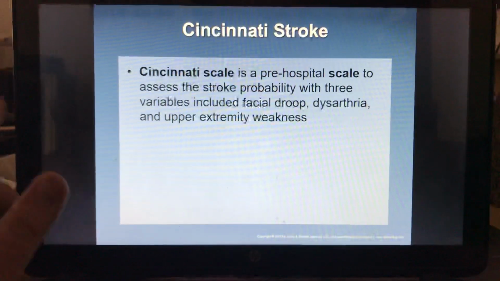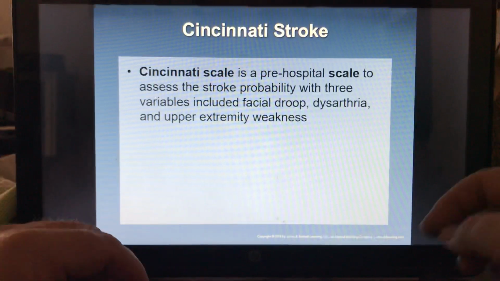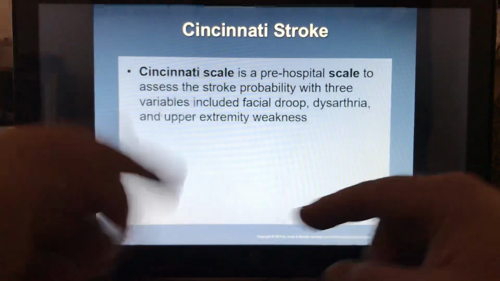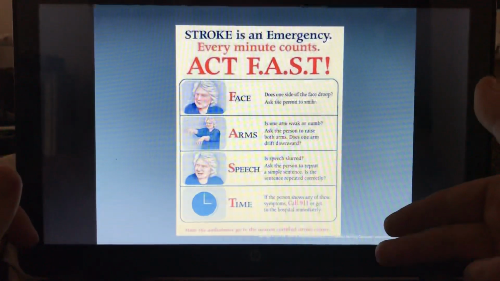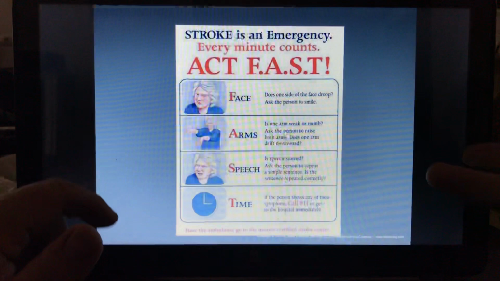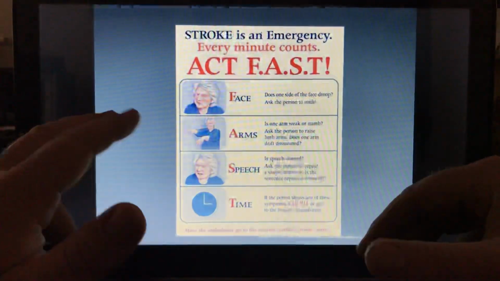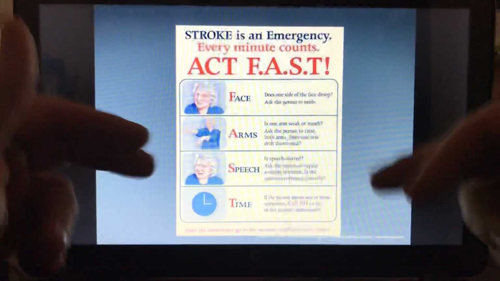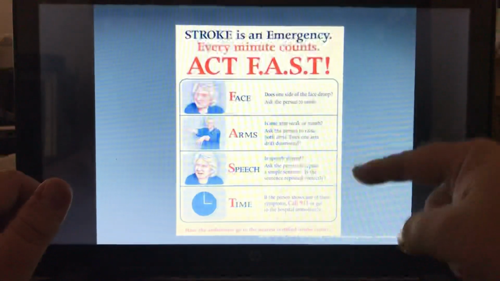One thing your book didn't throw in there, but I'm throwing in there, is the Cincinnati Pre-Hospital Stroke Scale. Basically it has to do with droop, drift, and speech. They put it into something called Act FAST. This is for the layperson, but I still want you to know this. If you want to remember it by FAST instead of the Cincinnati Pre-Hospital Stroke Scale, I don't care. But it has to do with facial droopage. On one side, you'll have the facial droopage.